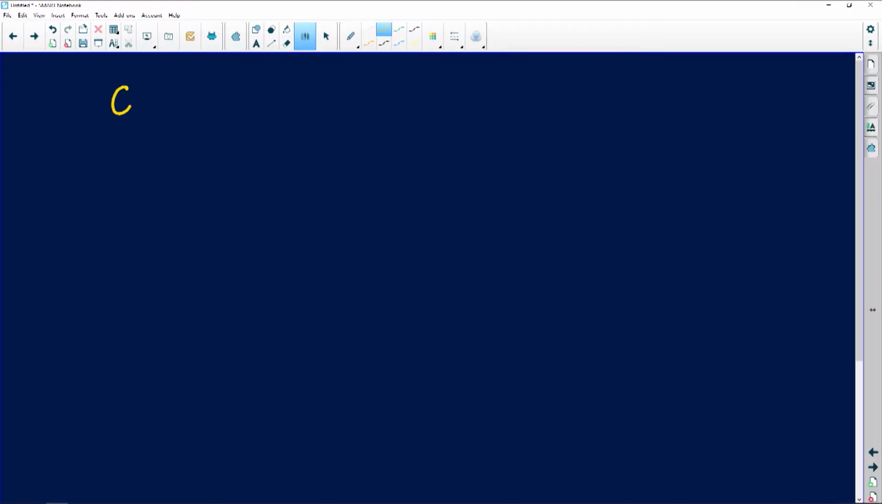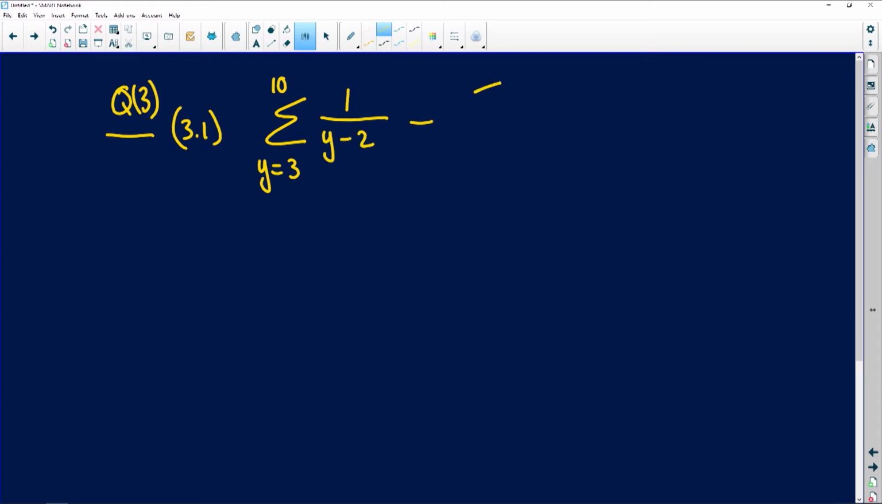So let's have a look. Question 3. Question 3 said the following. 3.1 says, without a calculator, determine the value of the sum where y starts at 3 and ends at 10 of 1 over y minus 2, minus the sum where y starts at 3, ends at 10, of 1 over y minus 1. Now, folks, it's for 3 marks.